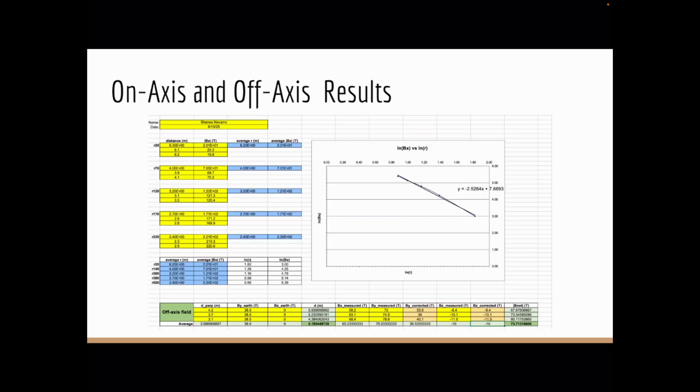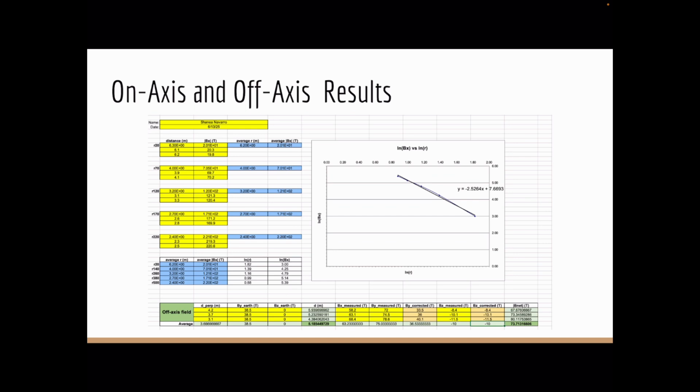I recorded field strengths. The graph to the right shows the natural log of Bx against the natural log of distance, and I got a line with slope negative 2.526. This slope represents the experimental value of the distance exponent n.